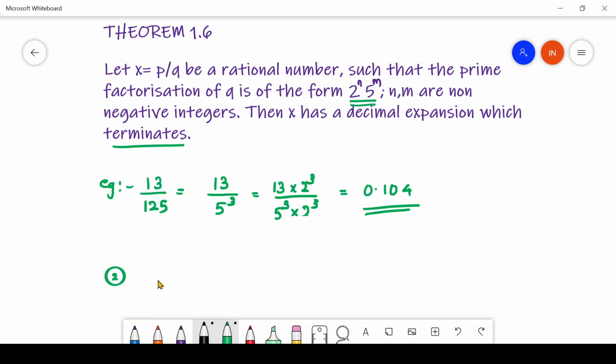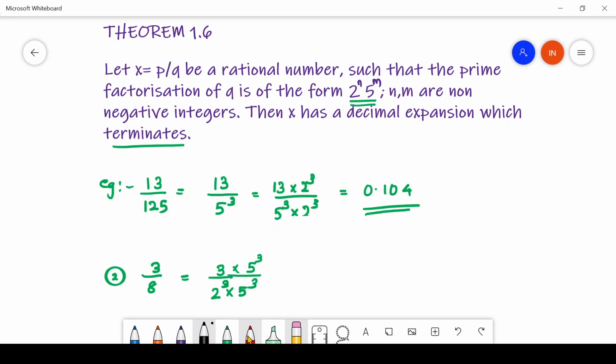Another example is 3 by 8. 8 you can represent in the form of 2 cube, right? Now we need a 5 also, right? So I'm going to multiply the denominator with 5 cube, and the numerator also with 5 cube. So what will you get? 375 by... when you calculate this, you can understand what you will get. I'm not going to explain it here; we can explain it in the next theorem.